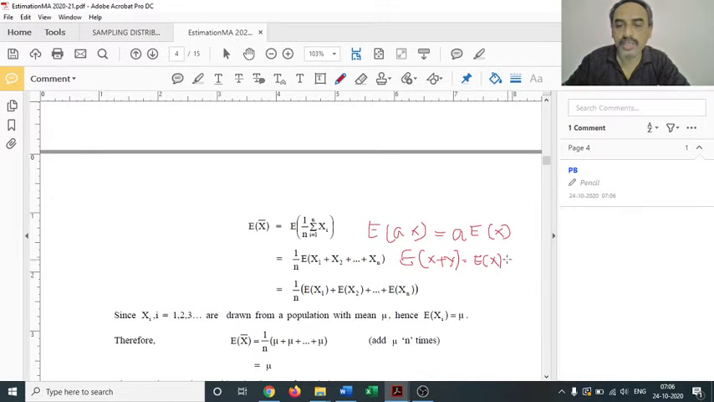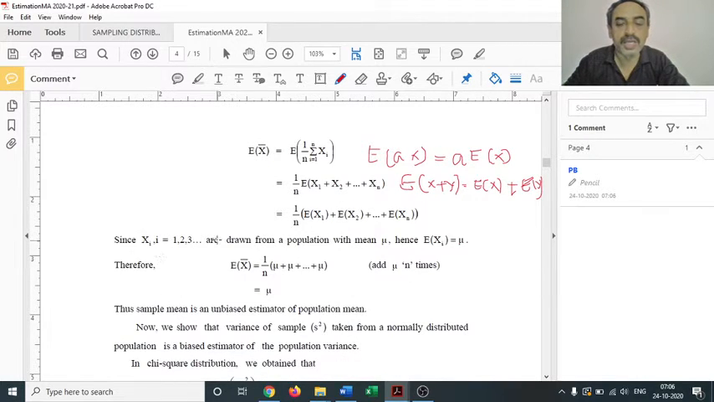Next we consider each of E of x1, E of x2, etc., E of xn. Note that all these x1, x2, etc., xn are drawn from the same population. It's a sample drawn from a population with mean mu and variance sigma square. Therefore, x1, x2, etc., xn will inherit all the features, all the measures of the population. Individually, if you take x1, its expectation will be the mean of the population. That's why E of xi is equal to mu. Individually, the variance of xi will be the population variance sigma square.